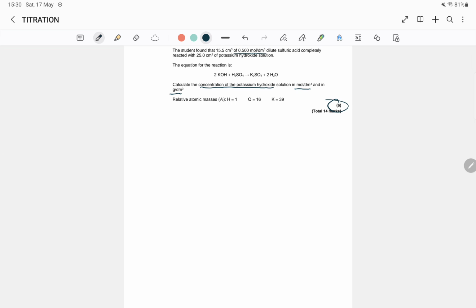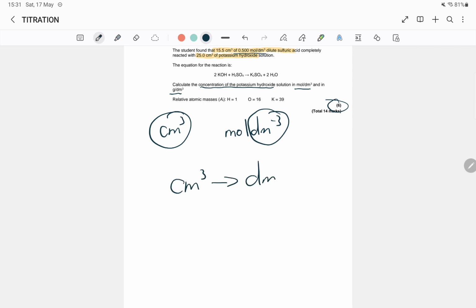So, reading the question. The student found that 15.5 centimetres cubed of dilute sulfuric acid completely reacted with 25 centimetres cubed of potassium hydroxide. I'm hoping we've all recognised the fact that my units are not matching up. So I've got centimetres cubed and then moles per decimeter cubed. These should be the same. Both of these should be decimeters cubed, not centimetres. So I need a way of going from centimetres cubed to decimeters cubed.